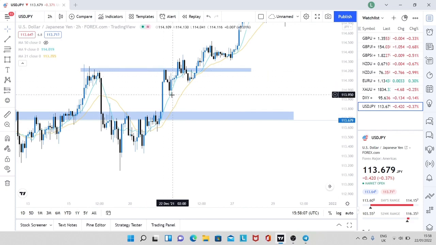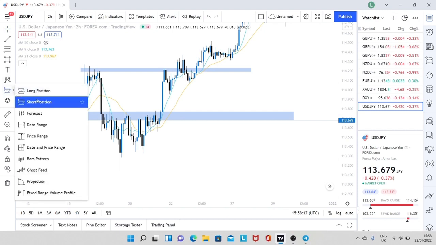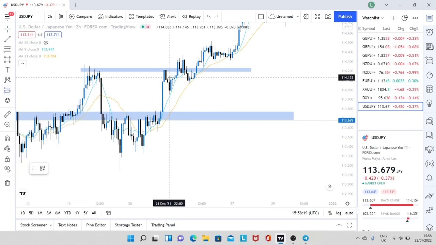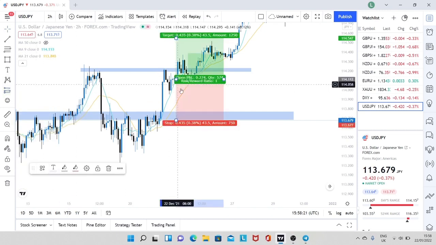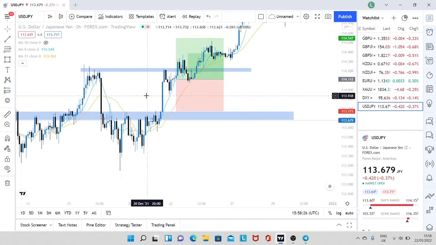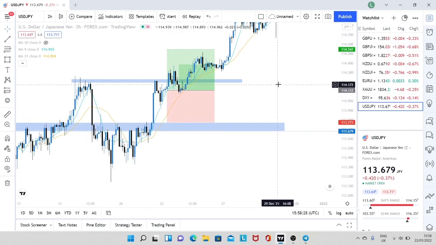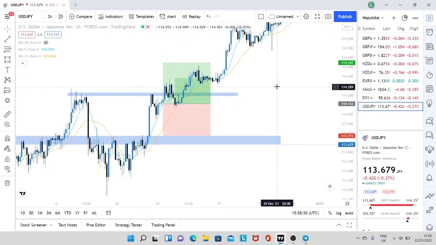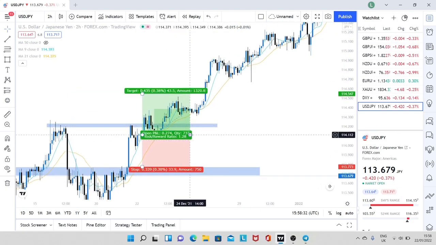So we got the rejection down here, and then on this moving average, once again, a dynamic support and resistance is what a moving average can be. We got a nice bullish engulfing. So what we could have done is get a long position off this area here, and have it just below these moving averages, which is a 30 pip stop loss. And then when the moving average crosses back over, we will shut our position.